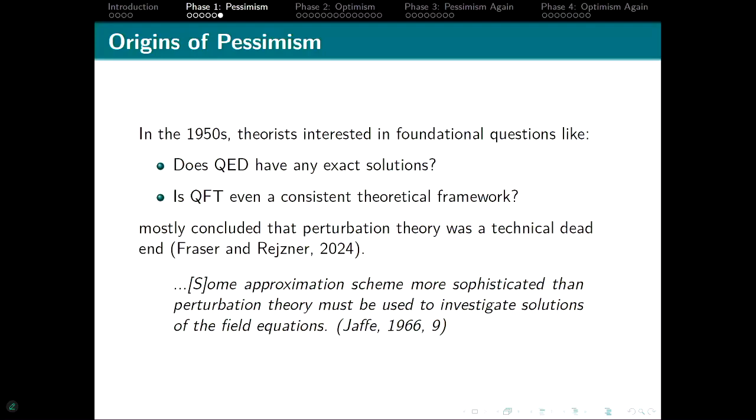So these are diagram counting arguments. And he concludes from it, "some approximation scheme more sophisticated than perturbation theory must be used to investigate solutions of the field equations." So this is the pessimistic conclusion that I was talking about earlier, that perturbation theory is a kind of dead end. And this is one of the important motivations for axiomatic QFT and constructive QFT, which try to develop the theory in a fully non-perturbative way that doesn't use this series expansion at any point.